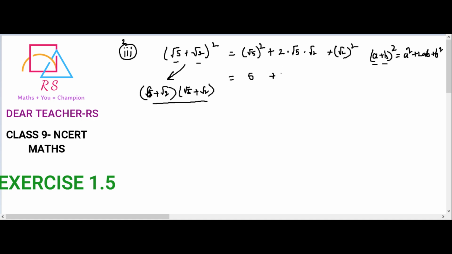So this is 2, and these two have the same square root, so you can multiply the inside ones, 5 times 2 is 10. Root 2 whole square, the root will get cancelled, 2. So here one rational number is there, here one more rational number is there. So 5 and 2 make 7, and this is 2 root 10, an irrational number. So this is the simplest form. A very, very important question. Let us go to the next question.